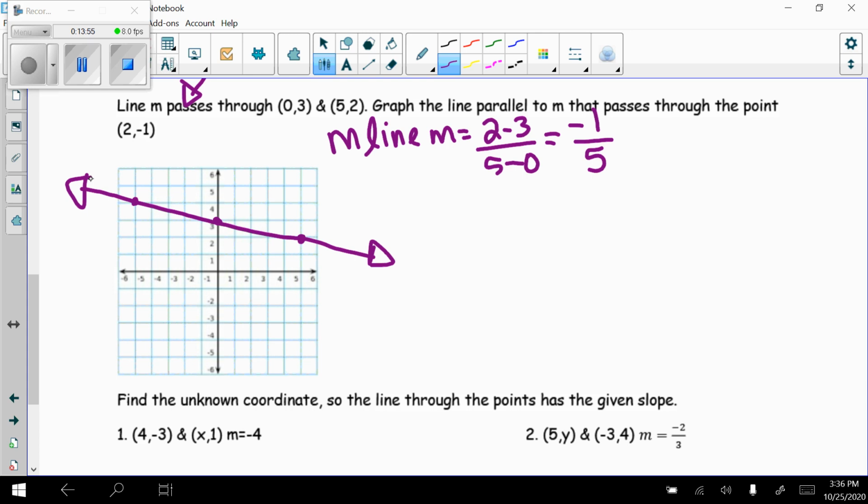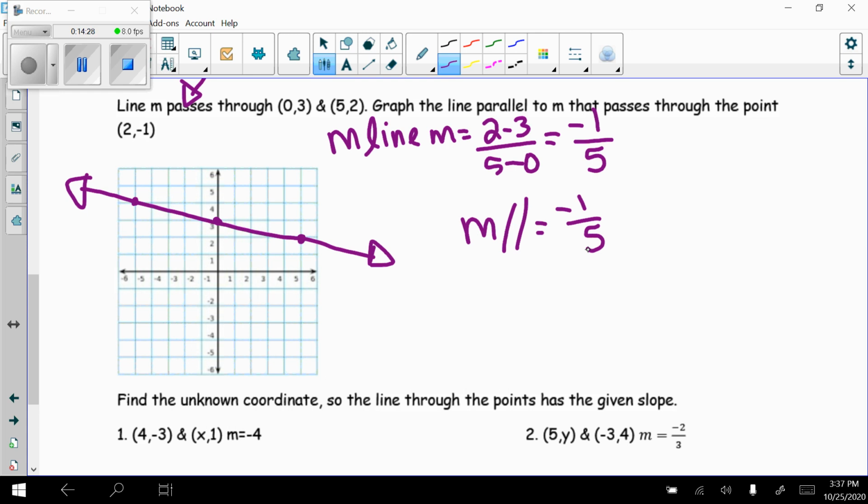We want the line parallel to that. So my parallel slope, remember that parallel lines, they're parallel because they never intersect. In order to never intersect, they must have the exact same slope. They have to go up and over or down and over, rise over run, the exact same amount. So since the slope of line M was negative 1/5, my parallel line will also have a slope of negative 1/5. They tell me it passes through the point (2, -1), so that's my starting point.